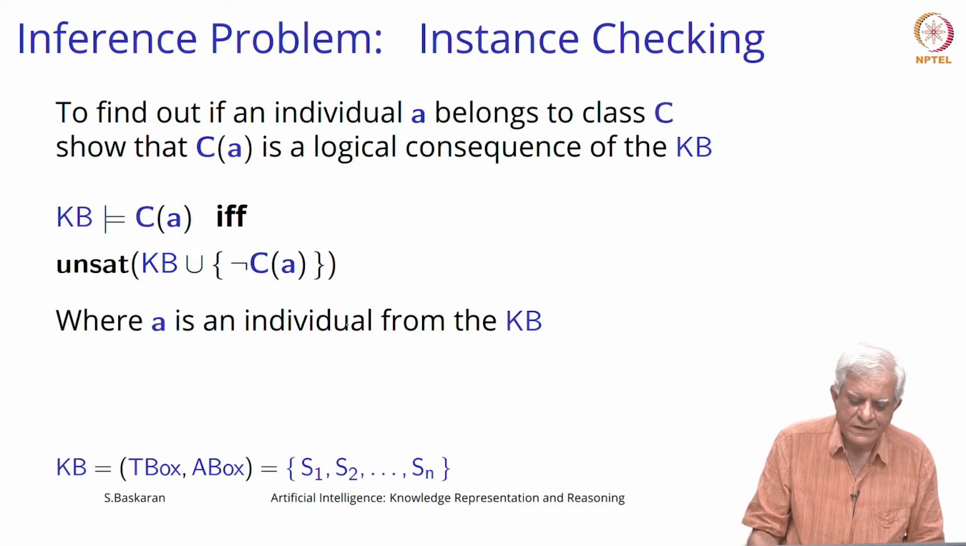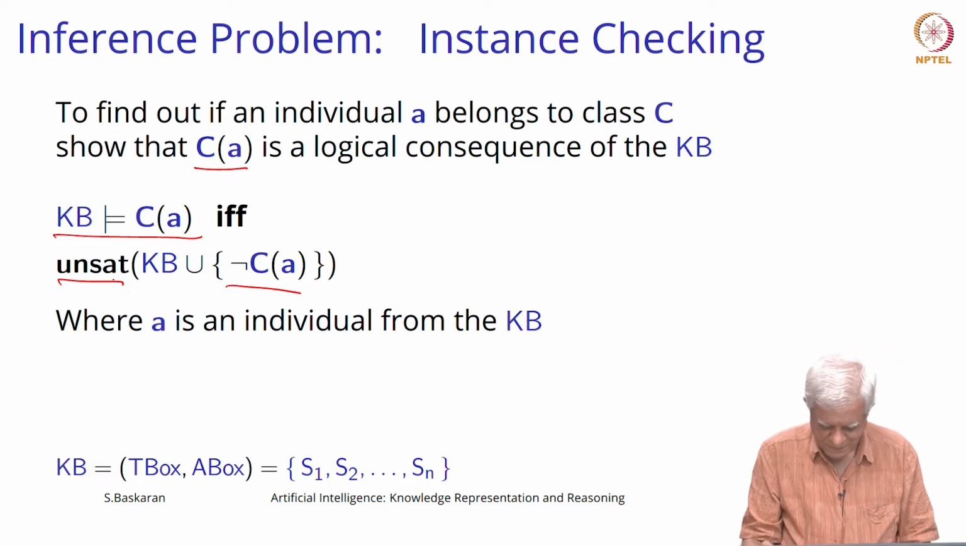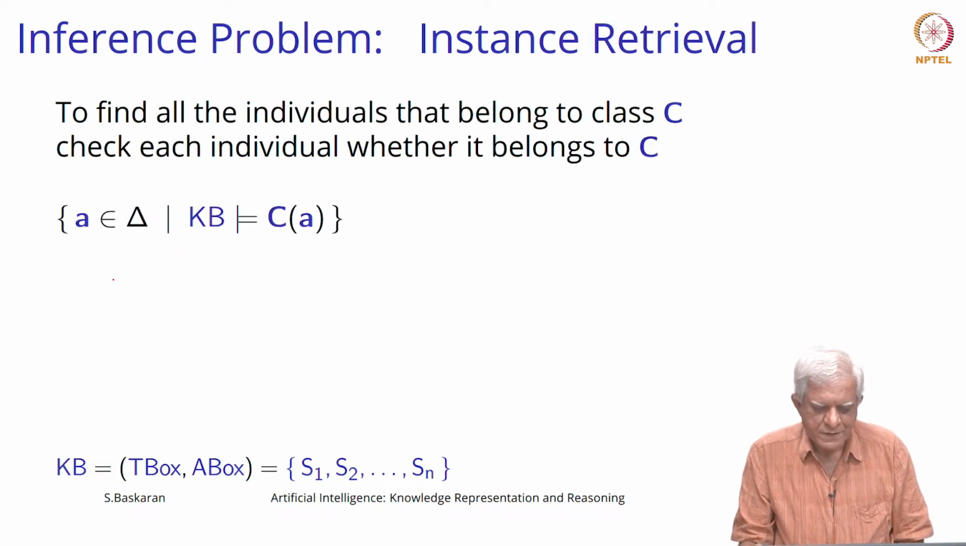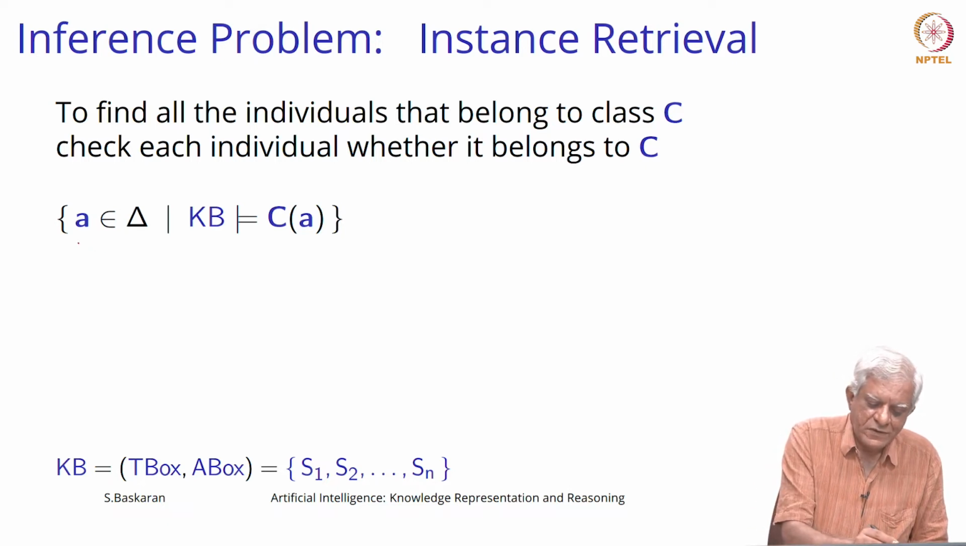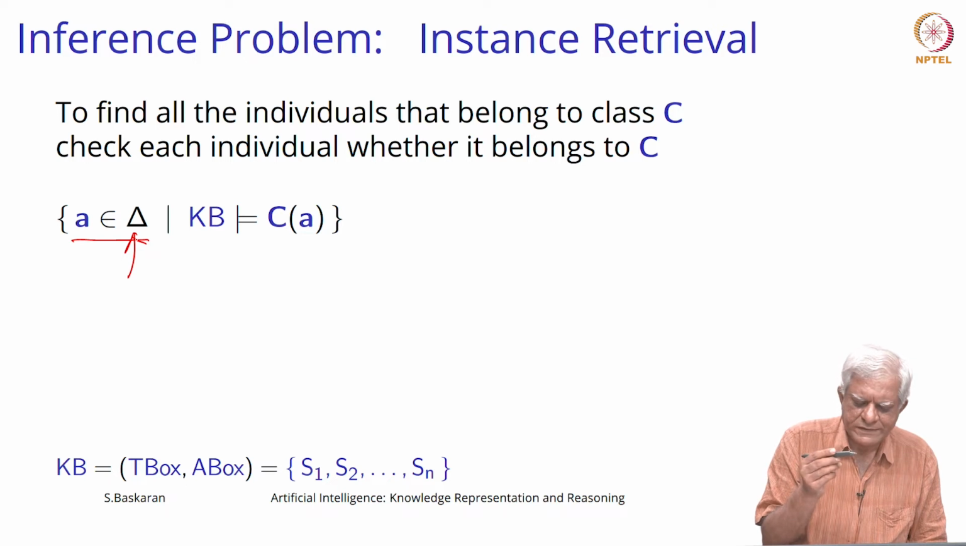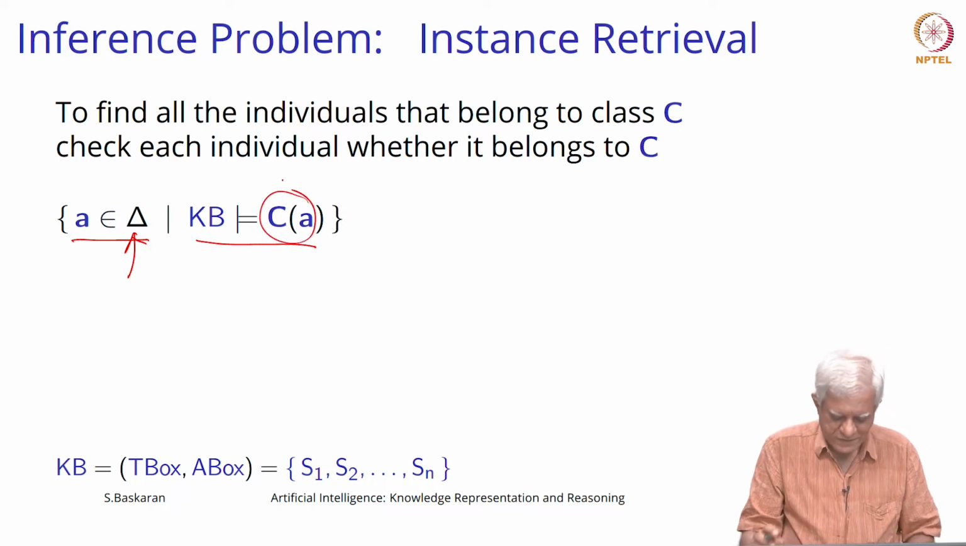To find out if an individual A belongs to a class C, show that C(A) is a logical consequence of the KB. So, this is what you want to show, and what you do is you add the negation of that to the knowledge base and then show that it is unsatisfiable. To find all individuals that belong to the class C, you collect all individuals from the domain. Remember that this stands for the domain or top class or thing essentially, such that C(A) is entailed by the knowledge base. So, you just collect all those individuals together.